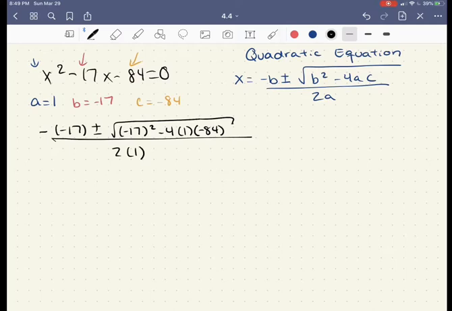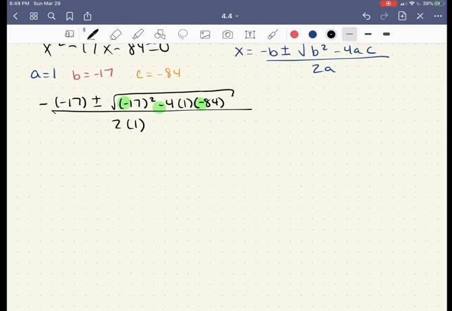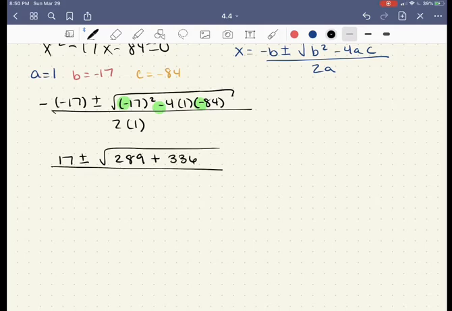Now, if we pay attention to this, we will get a real solution, because a negative times a negative will give me a positive, and negative squared is also a positive. So everything inside the square root is a positive number. Therefore, we can simplify and solve this. So this becomes a negative times a negative is 17 plus or minus 17 squared is 289. A negative times a negative again is positive. 4 times 84 is 336, over 2. That's a horrible big number.